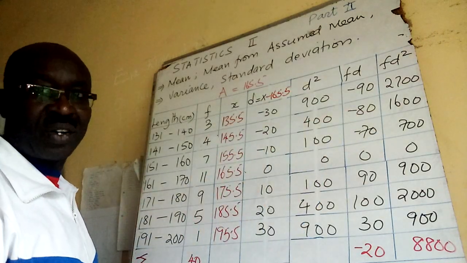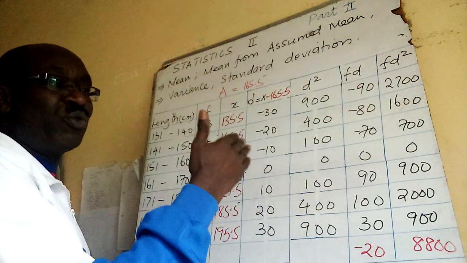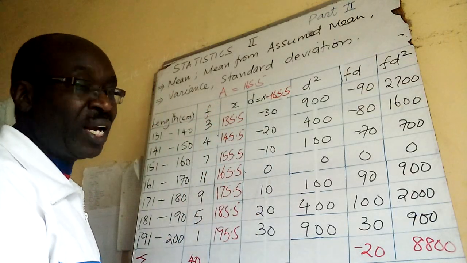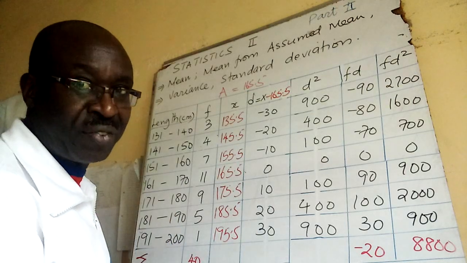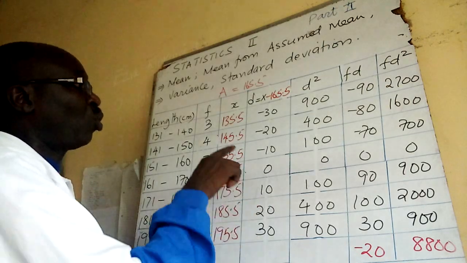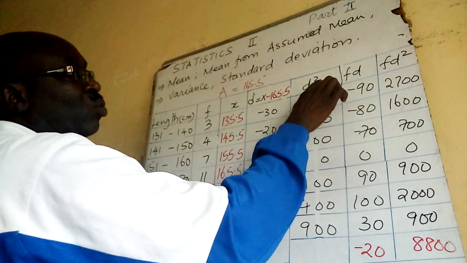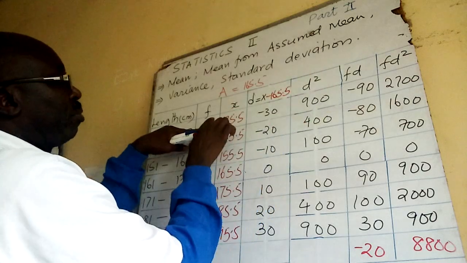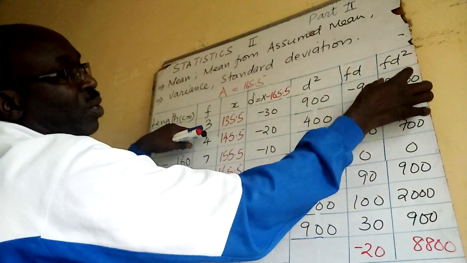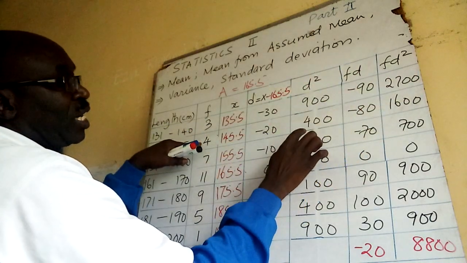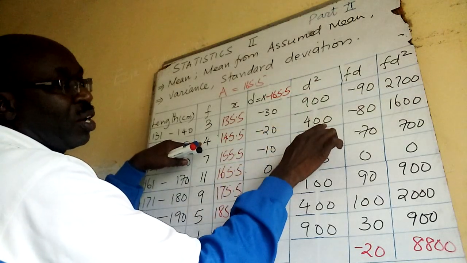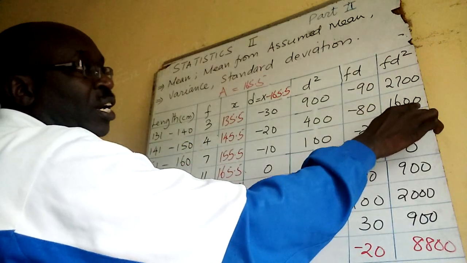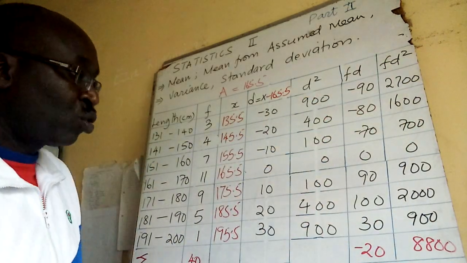So you move with it step by step. d squared, you give fd, you give fd squared. So what about d squared times f? It will be this. 900 is d squared multiplied by f. So you have fd squared, you write here. You come to the second line. The d squared you are handling now is 400 multiplied by f, which is 4, it gives you 1600. You get, and then you get now the summation.